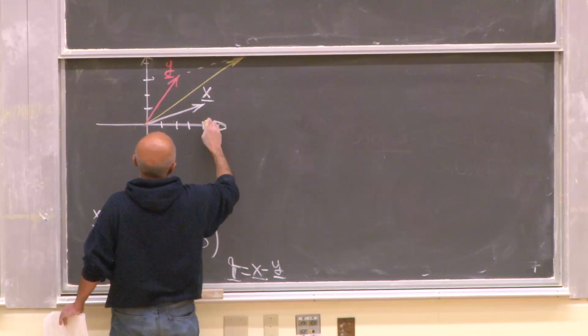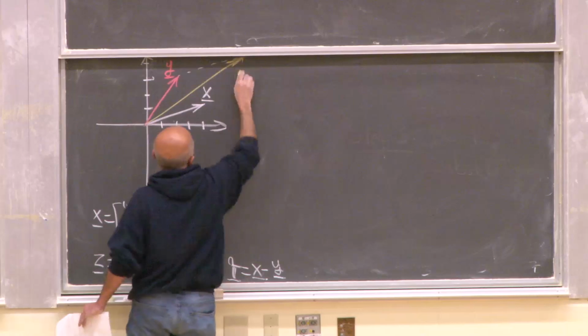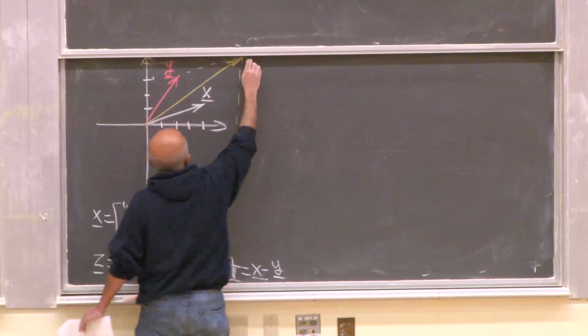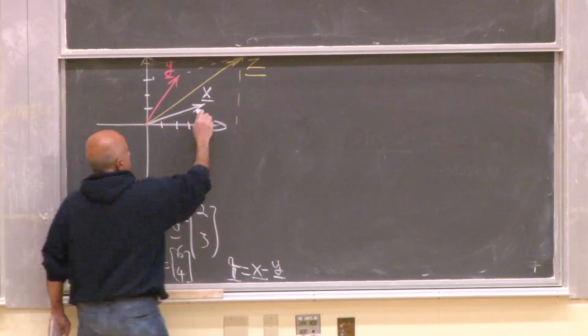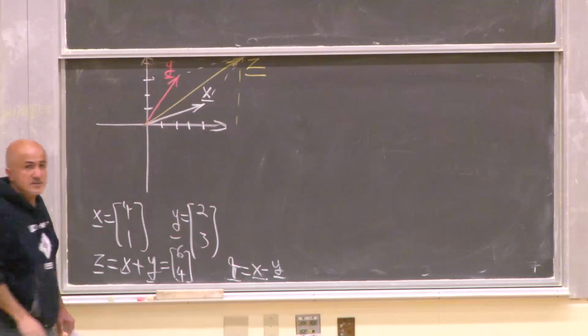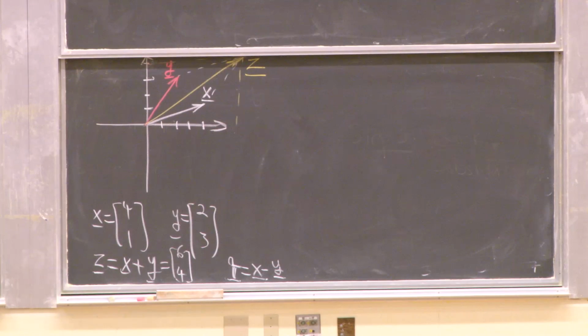Did I go too far? I did go too far, huh? No, that's fine. So this is z, okay? So you have a parallelogram, and the sum of the two vectors is the main diagonal of the parallelogram.